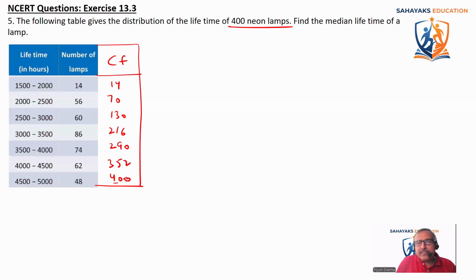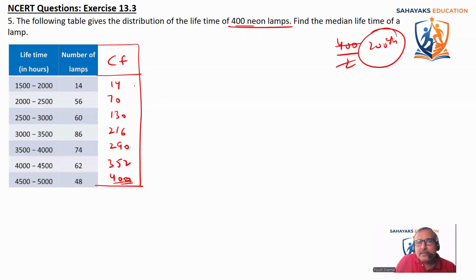Now, we have taken this 400 and finally it is matching with 400. That means our computation here is correct. Now, we have to find the median class. For the median class, we'll say 400 divided by 2, n by 2. We have to find the 200th value. Where exactly is the 200th value lying?